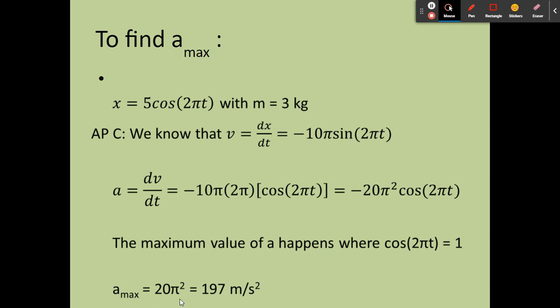AP is okay if you leave things with pi in them, but oftentimes we want to get a number, so if we just multiply it out, that's good. You'll notice I didn't leave the negative on either one of these. That's because we're looking for the maximum value. It's a sinusoidal function that's going to go between a max and negative a max. So whether you give a positive or negative value here, it's still going to be the amplitude of that motion.